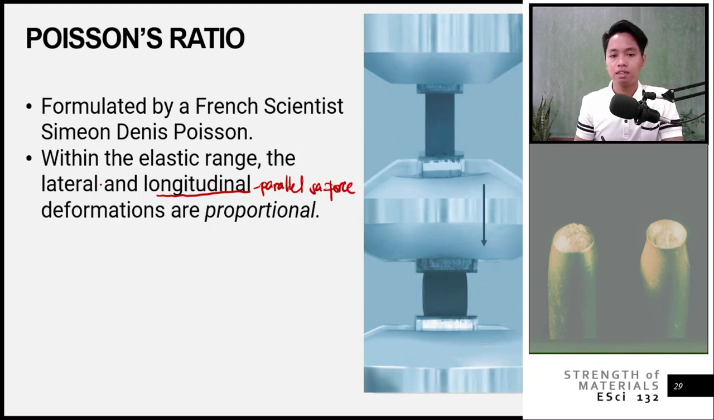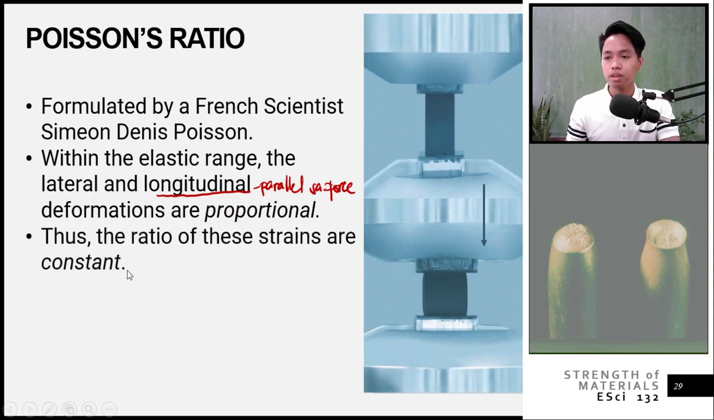While lateral, of course, is the side or the length that is perpendicular to the force. For example, if I have a force that is parallel to the z-axis, the dimension along the z-axis would be my longitudinal length. And the lengths along x and y are my lateral lengths. Anyway, you will understand that later when we have some examples.